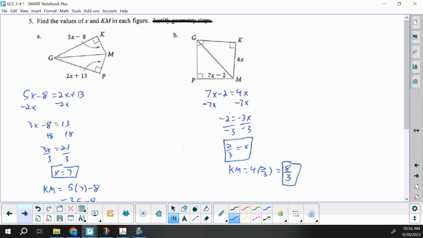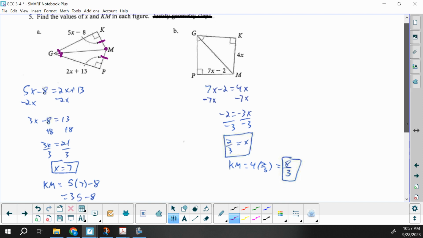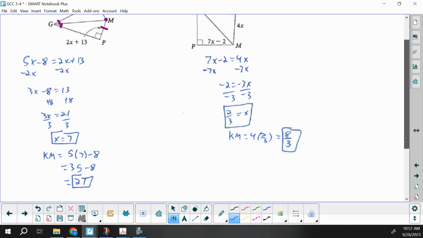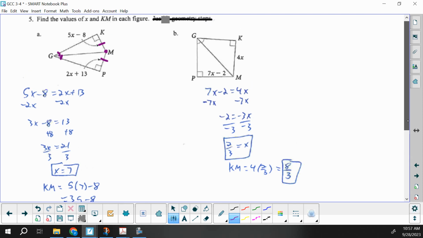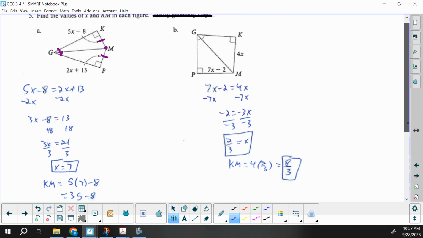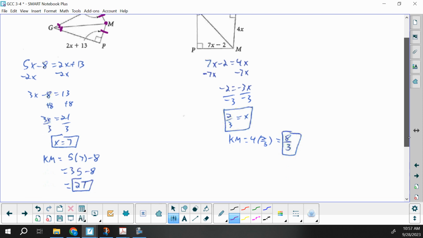Going down to 5. 5A, it's kind of hard to see, but there's the little arcs there, meaning those angles are equal, so GM is an angle bisector. If M is on the angle bisector, it is equidistant from the sides of the angle, so we can set those expressions equal to each other and solve. You get x equals 7, and then they wanted us to sub in to find KM, which was the 5x minus 8, so we end up getting 27.